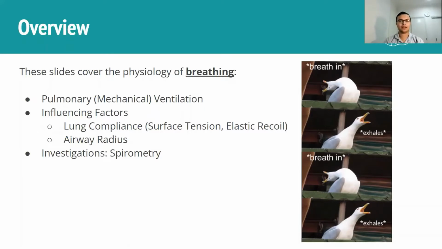So we're going to talk about lung compliance, how easily the lungs expand, and in doing so, discuss things like elastic recoil and surface tension, as well as the role that airway radius plays in influencing our breathing. And then finally, we're going to be talking about one way that you can investigate lung function, and that's through spirometry. We won't be spending too long on it though, because you have a dedicated video just for that. We're just going to be briefly touching on it and leaving the rest for our wonderful team to discuss in a different video.